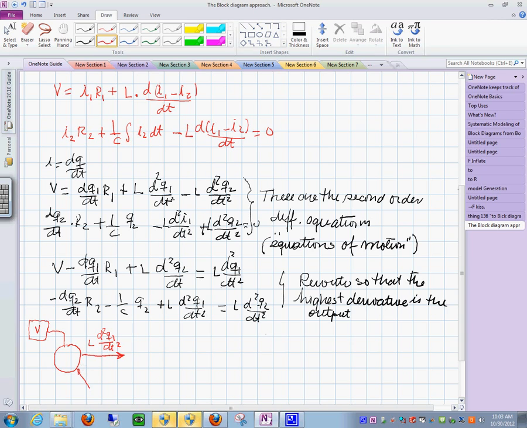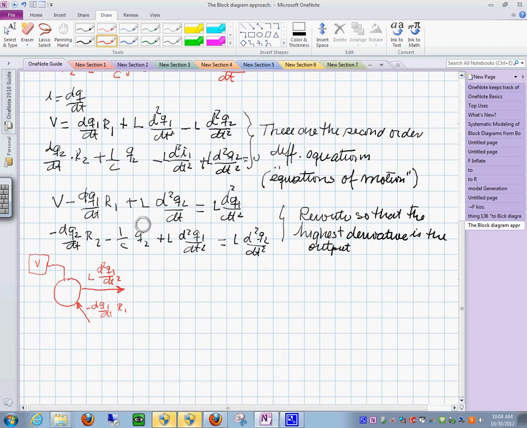This is the output in here, the input in here, that this is, what is it, minus dq sub 1 dt times r sub 1, right? And then this 2. So this is going to be my, what is this? This is L d squared q sub 2 dt squared. Everybody with me? I transform this equation into a little picture, right? Okay. Anybody okay?